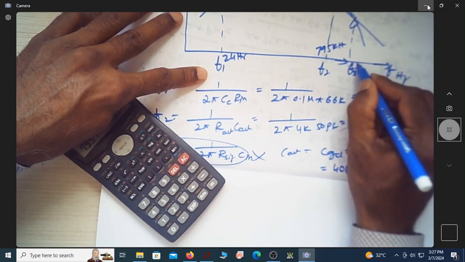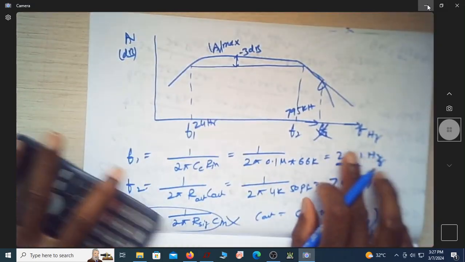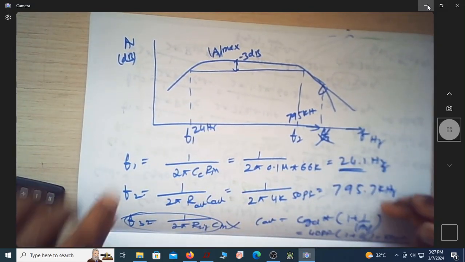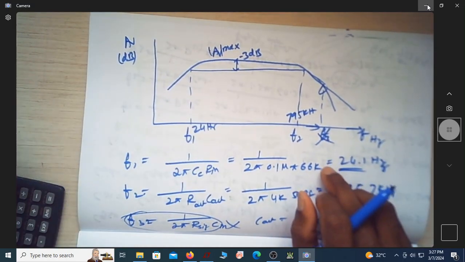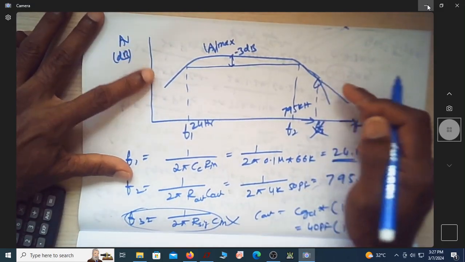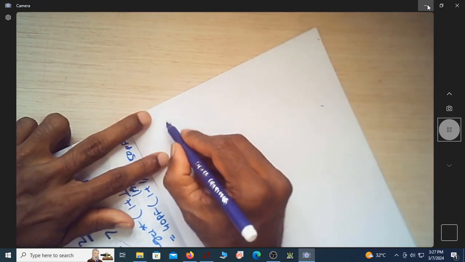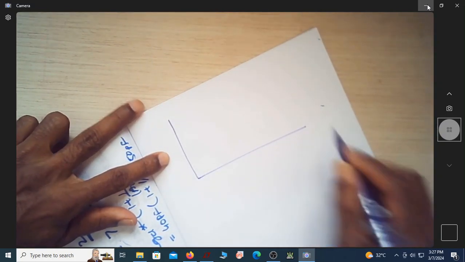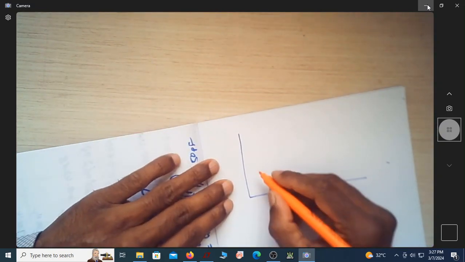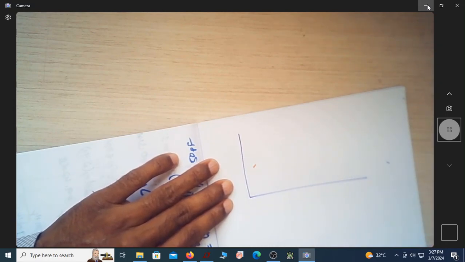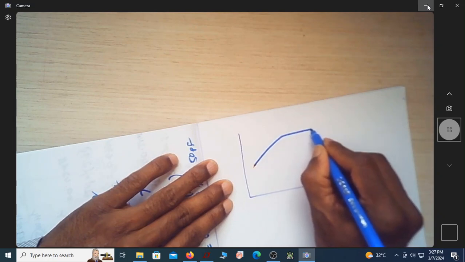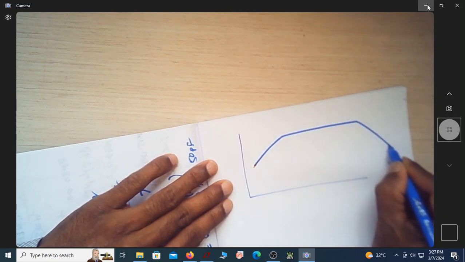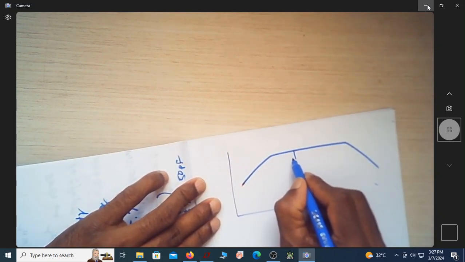And of course we don't have any F3, because there is no R signal. So you will have only two cutoff frequencies if there is no signal source resistance given. Let me rewrite it again. You have only two. This goes like this, then this is this. Then it comes down. So you just come down by 3 dB.